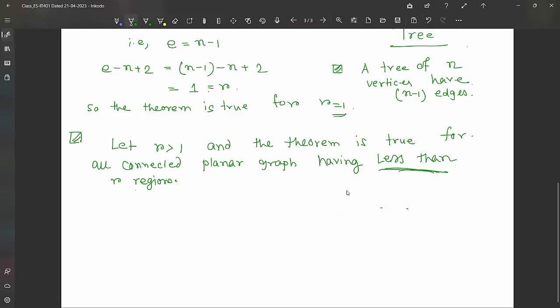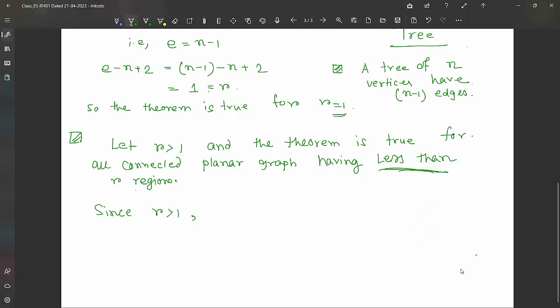Now the question is that graph G, since R value is greater than 1, is G a tree or not? Is G a tree? It is a tree? No, no. Because now we take that region is greater than 1. There are more than one region. That means obviously at least one circuit will be there, and it will actually make this graph not a tree. So that's the problem.